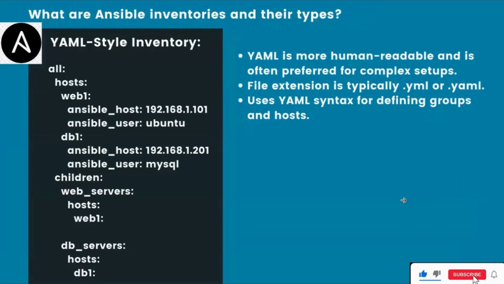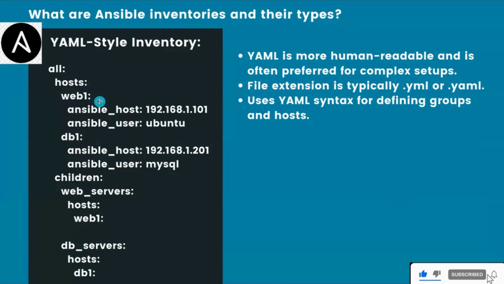So the next topic is again Ansible inventories and their types. A YAML inventory is more human readable and is often preferred for complex setups. The file extension is typically .yaml or .yml. It uses YAML syntax for defining groups and hosts. So you see here YAML scripting, if you want to write in a YAML kind of way, not in a text file or .ini file. So under all, we have to use hosts.